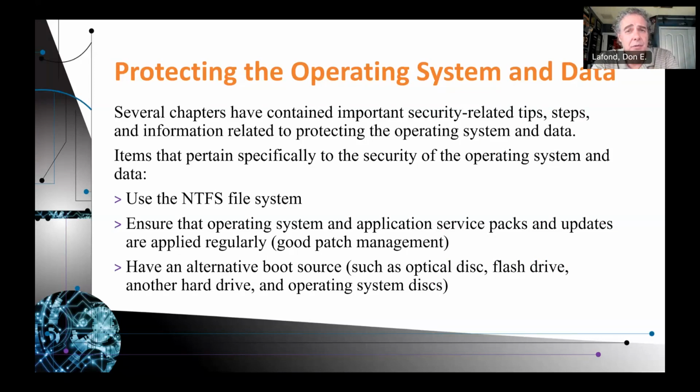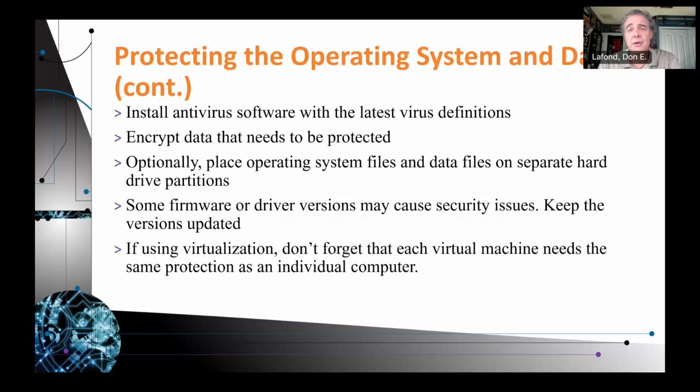And have an alternate boot source, such as an optical disk. Today, we use flash drives or another hard drive and another operating system perhaps installed on it, and have your operating system installed on the flash drive so that if you can't get to the boot drive for the computer, you can still access it through another alternate boot source. When you're troubleshooting, it's great to carry that USB drive that can access a computer, because you don't know what you're going to find when you get there. I'm not saying install a new operating system, I'm saying just access the computer through the operating system that's on the USB drive.